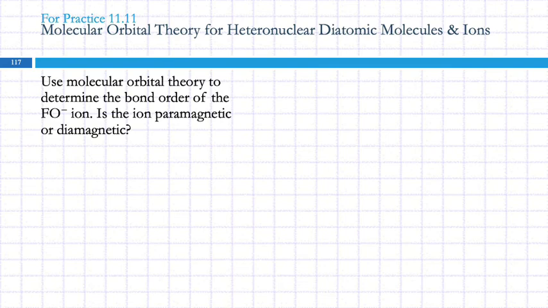Use molecular orbital theory to determine the bond order of the FO minus ion. You know what? I don't even want to do that. Let's skip that one.